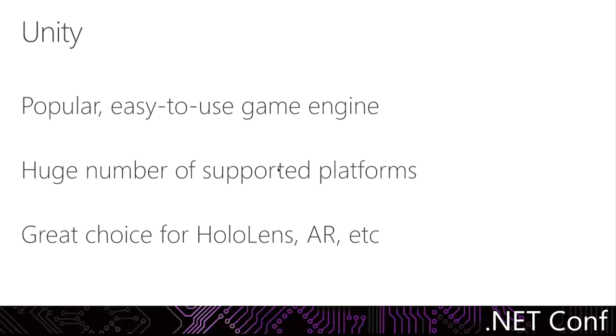So moving on to Unity. If you want to write games, Unity is one of the most popular choices. It is a very easy to use game engine, has a bunch of great features, all of the features you would expect from a game engine, and it runs on almost any platform that you can imagine. It's a great choice for developing for HoloLens or other AR platforms or mixed reality platforms, such as the upcoming mixed reality devices.